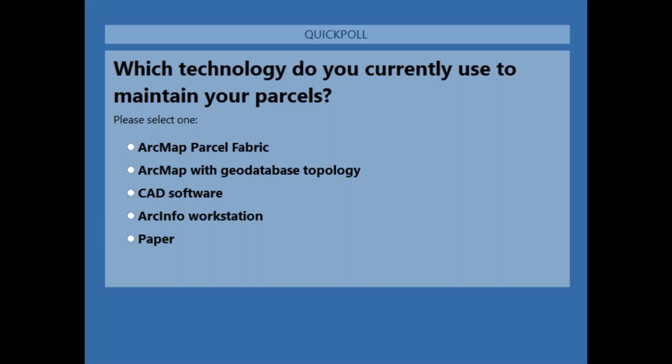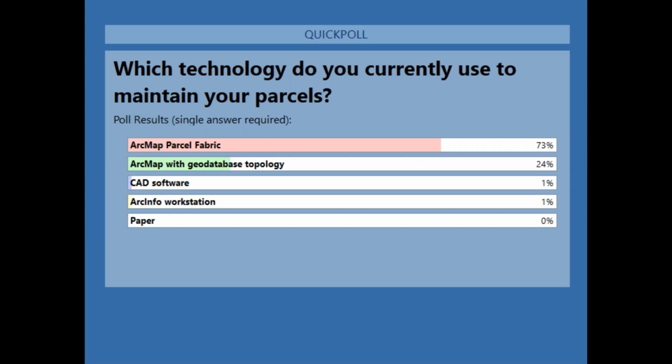I know. All right, so we're going to close this up here, and we've got 73% use the Parcel Fabric, followed behind by geodatabase topology with 24%, and a couple of you are using CAD and ArcInfo Workstation. You know which one I forgot? I forgot to put Pro there. I just realized I forgot to put Pro, of course. Oh yeah. My bad. Next time. Looks like no one's using the Mylar.